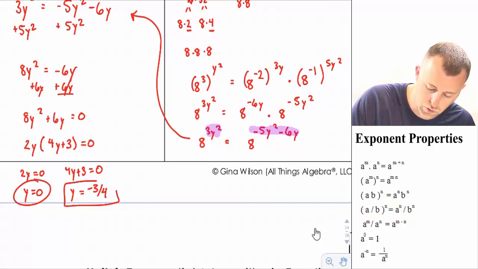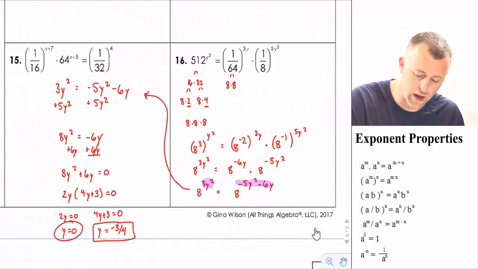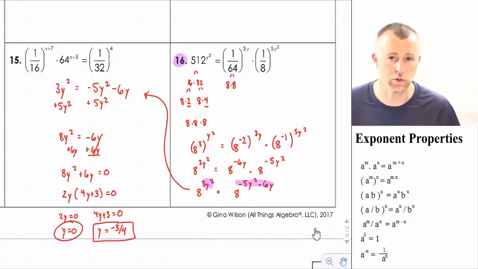So again, that's about as crazy as I can see these getting. So that's going to be number 16, and that is solving exponential equations.